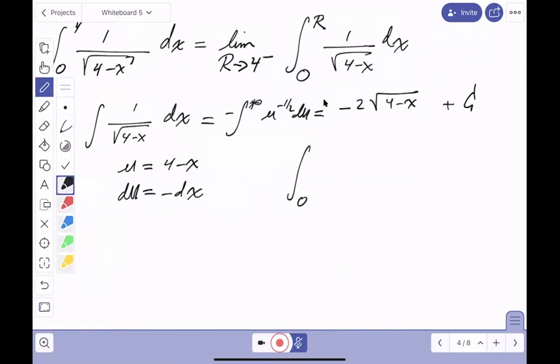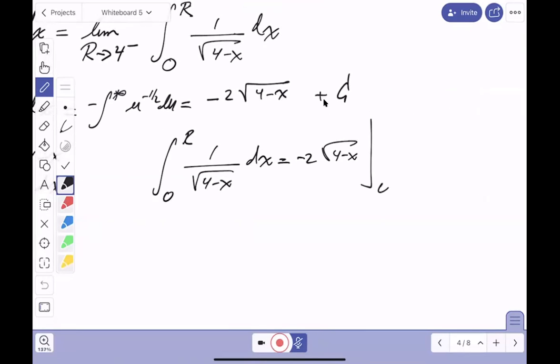So I'm going to say 0 to r. This would be minus 2. Whoops, I'm sorry about that. It's the integral of 1 over root 4 minus x dx. What does this equal? Minus 2 root 4 minus x. Limits of integration would be 0 to r. And I think I can write that down.